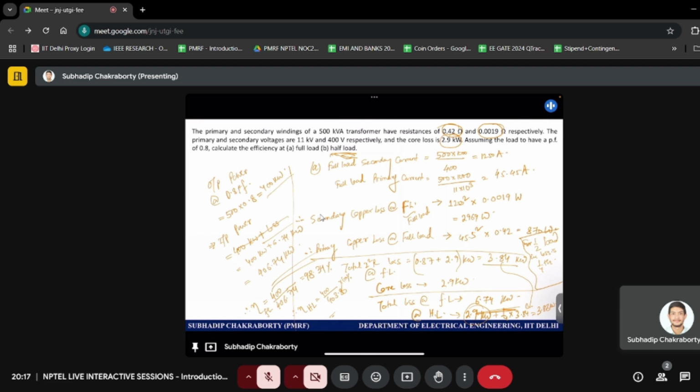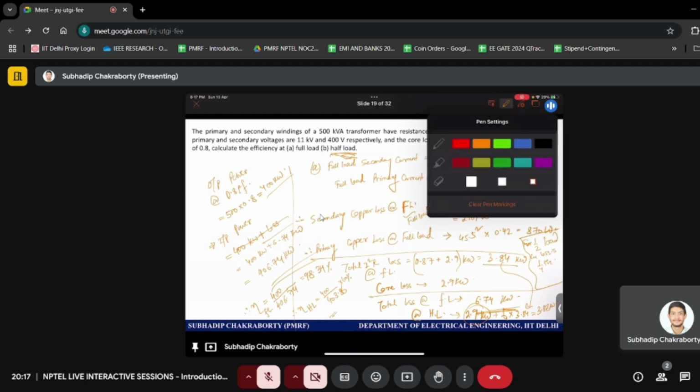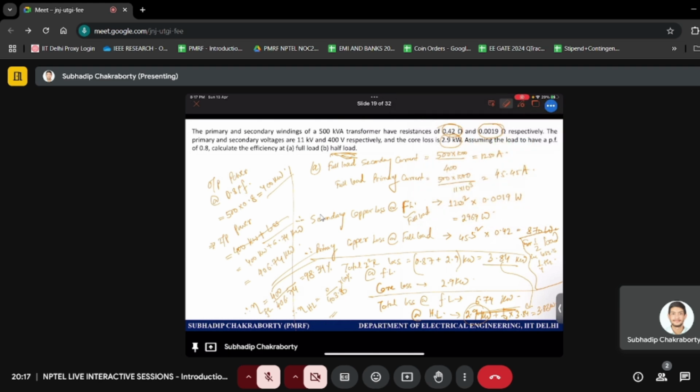Sorry, but half load, right? So the load will also be half, right? So 200 by 203.86. So it will be 98.11%, because the load is also now half, not full, at 0.8 power factor.